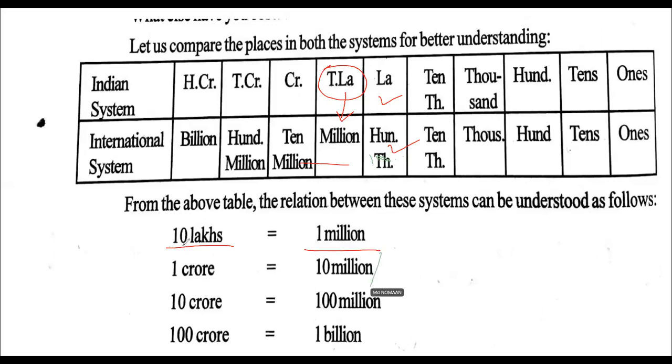So 1 million is equal to how many lakhs? The question may come like this, in fill in the blanks: 1 million is equal to dash lakhs. The question will come in that way. And what would you write in the blank? If you know the correlation between the Indian and international systems, then only is it possible to give the answer. 1 million in the international system is, in the Indian system, how many? 10 lakhs.